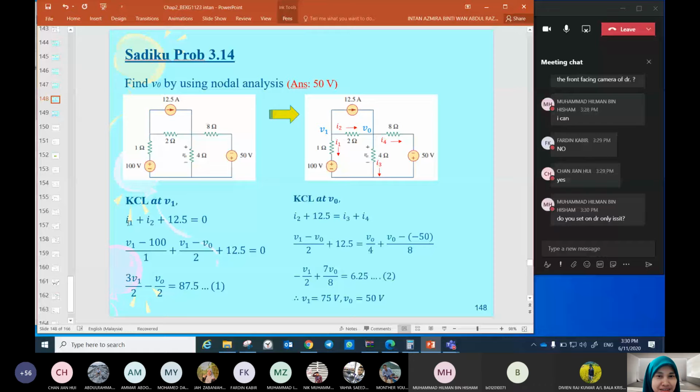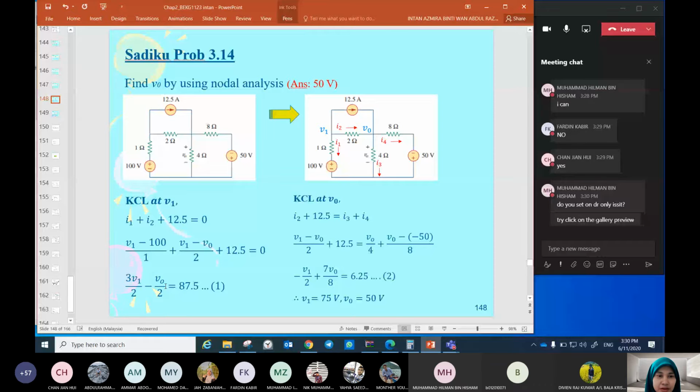Okay, I1 is equal to V1 minus 100 divided with 1, plus I2, V1 minus V0 divided with 2, plus 12.5 equal to 0, and then rearrange V1, V0 equal to round number. Okay, and then KCL at V0, I2 plus 12.5 is equal to I3 plus I4.